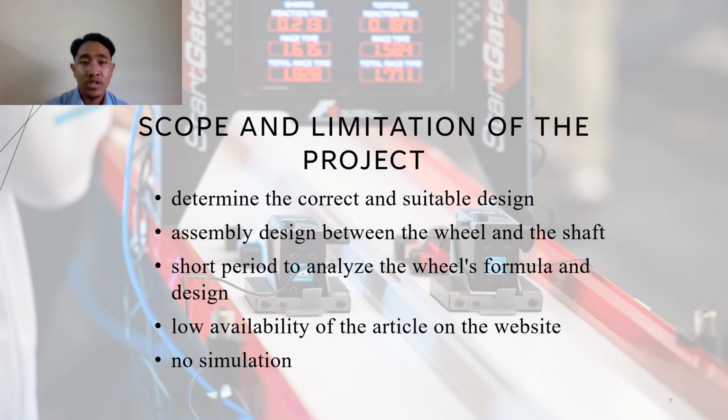Now we go to the scope and the limitation. For the scope, the research study seeks to determine the correct and suitable design of the wheel and the assembly design between the wheel and the shaft attached to the body of the F1 in School car, so that the car can travel along the track system while withstanding the load of the car.